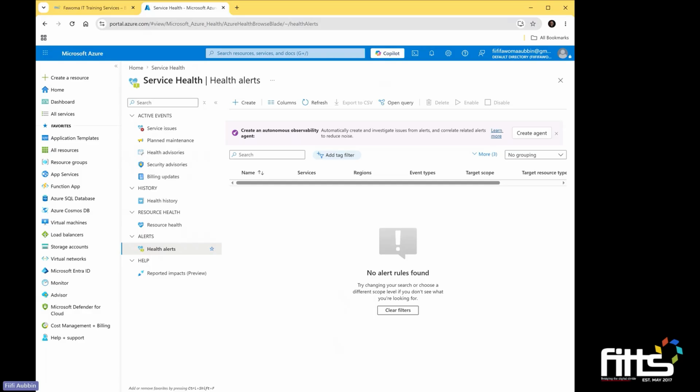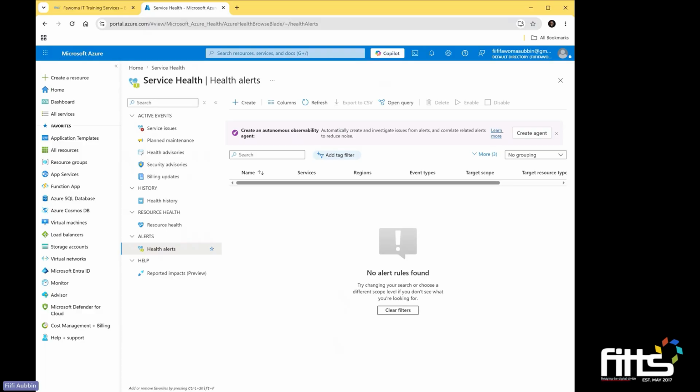So, to summarize, what I would say is service issues tell us about unexpected Azure outages. Planned maintenance informs us about scheduled maintenance. Health advisories keep us informed about important Azure updates. Security advisories communicate security-related information. Billing updates provide subscription and billing announcements.